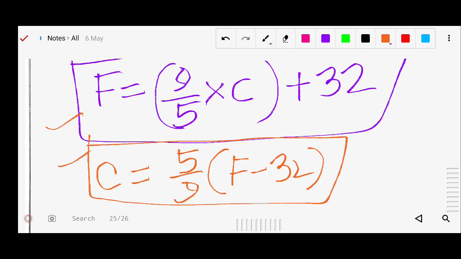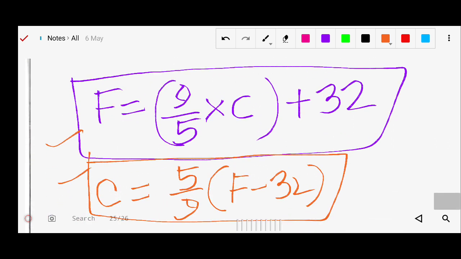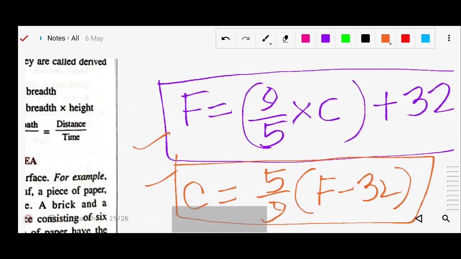Basically you have to know this formula to change Fahrenheit to Celsius and Celsius to Fahrenheit. Derivation is not required, I have just shown you where the formula comes from, but the important thing is that you learn these particular formulas, right? How you will convert Fahrenheit to Celsius and Celsius to Fahrenheit. Understood? Now come to the next topic.